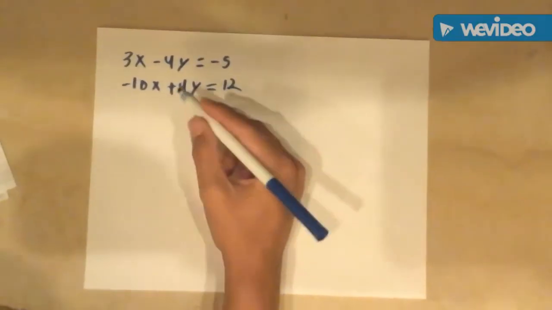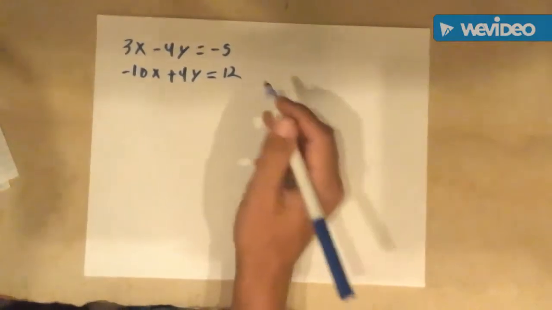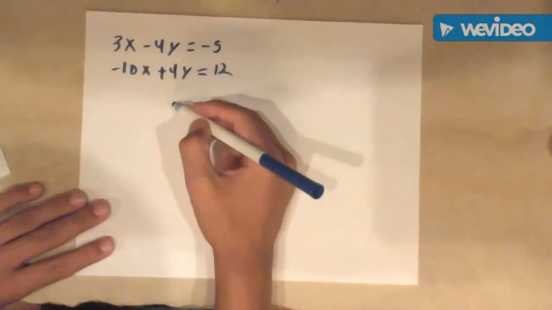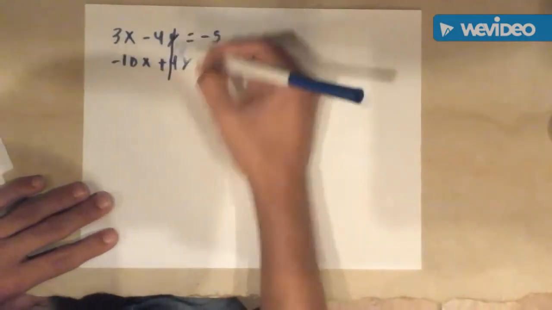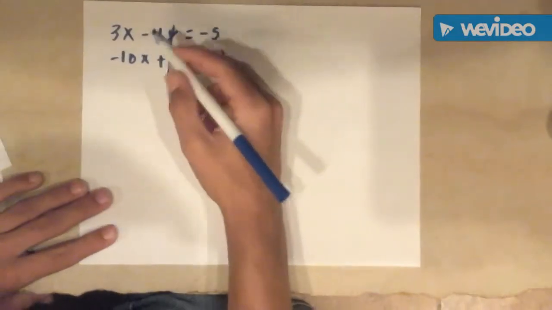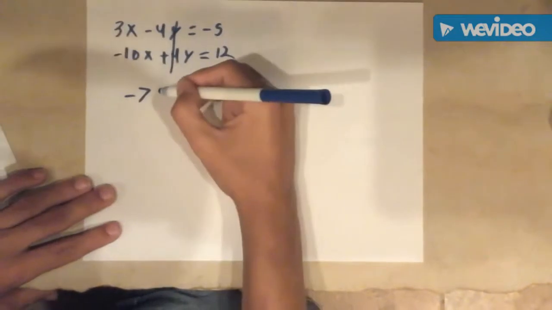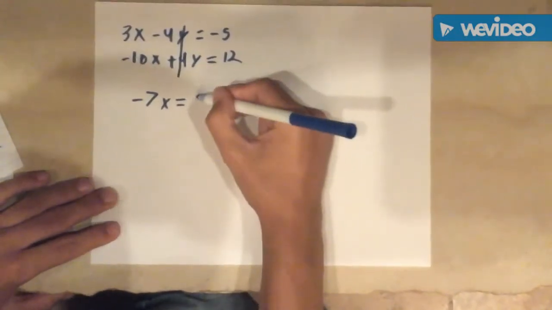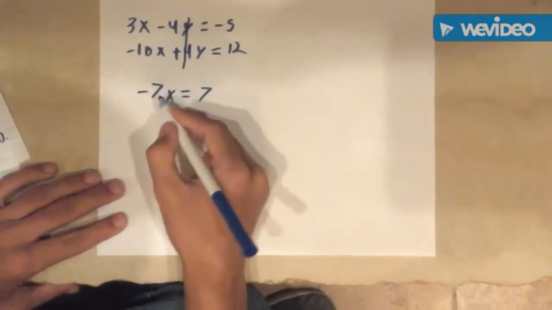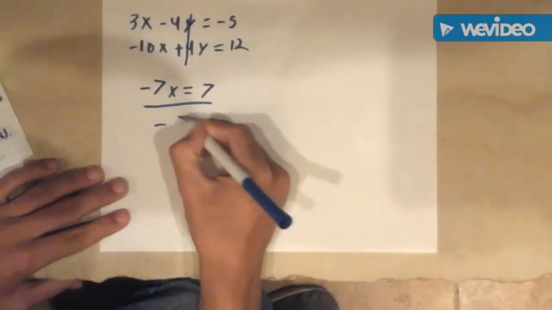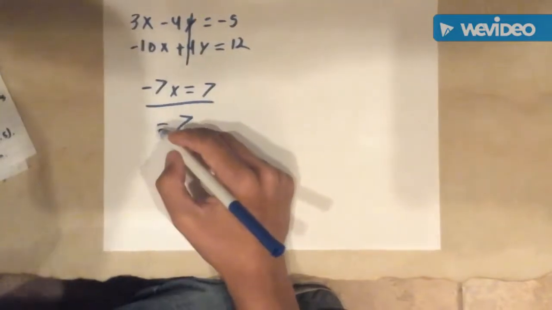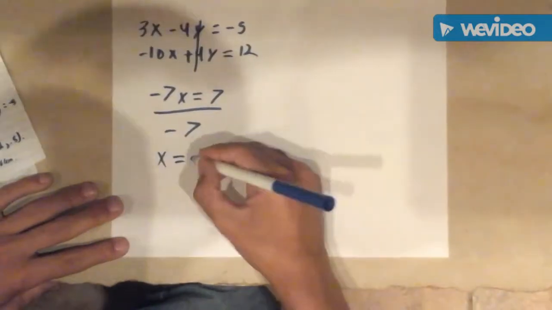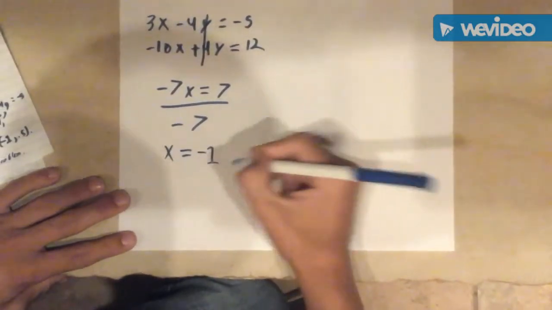Let's go over it. We already have opposite coefficients, so we do not need to multiply. We will add the equations to eliminate the y's. So we will end up with negative 7x equals 7. And then we will divide by negative 7, and we get x equals negative 1.